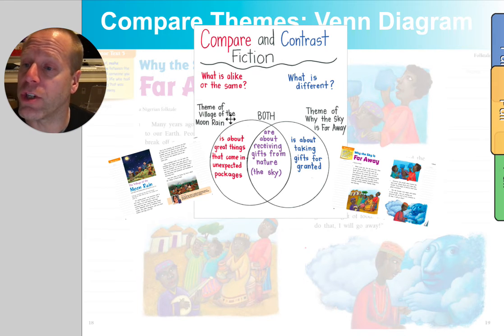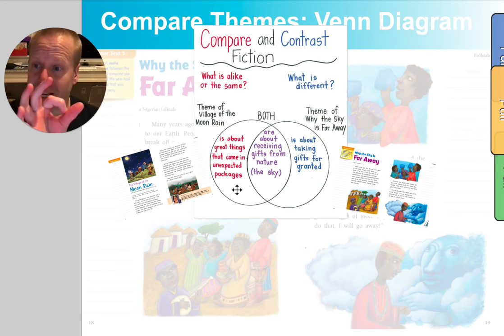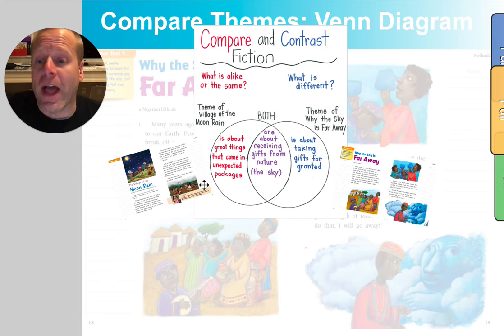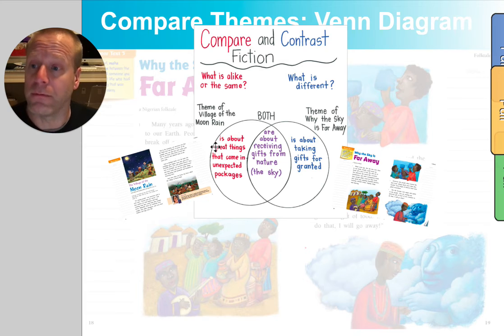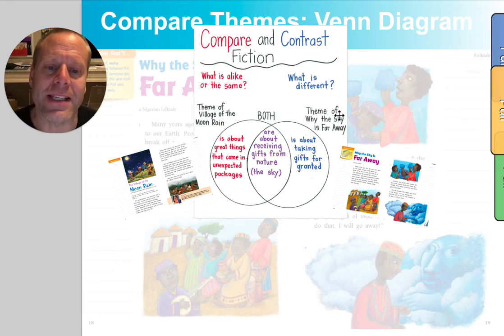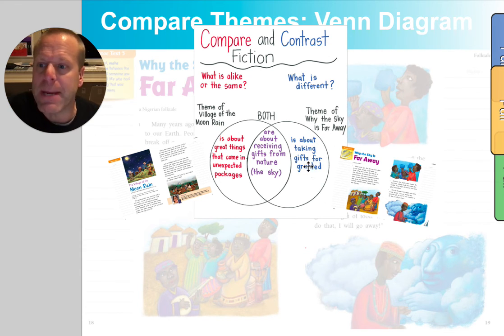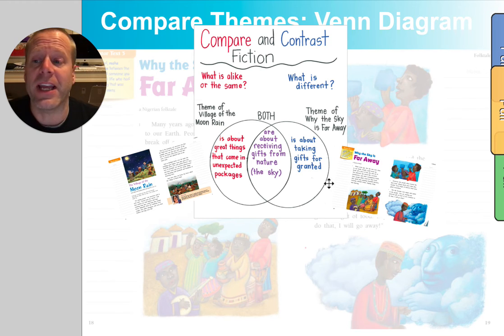unique to the Village of Moon Rain. It is about great things that come in unexpected packages. So those seeds ended up being great, but they didn't know that. So its theme is, wow, you got to try new things. Okay? Whereas the theme of Why the Sky is Far Away is about taking gifts and then just keep taking them and taking them for granted. Right? Too much. You're taking too much. And what might happen, you might not be getting any more gifts.